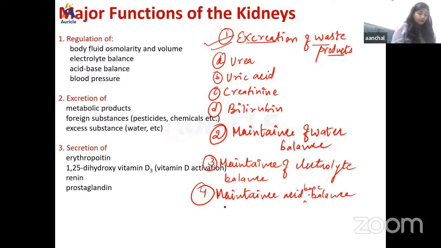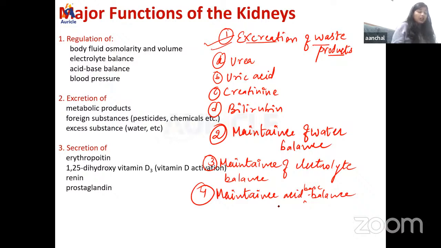The body is constantly under the threat of developing acidosis, because a lot of acid is produced during metabolic activities. This is prevented by various organs: in blood it is maintained by the buffer system, then the lungs, and then the kidney. Among buffer system, lungs, and kidney, the kidney is the strongest one. So the kidney plays a major role in preventing acidosis.